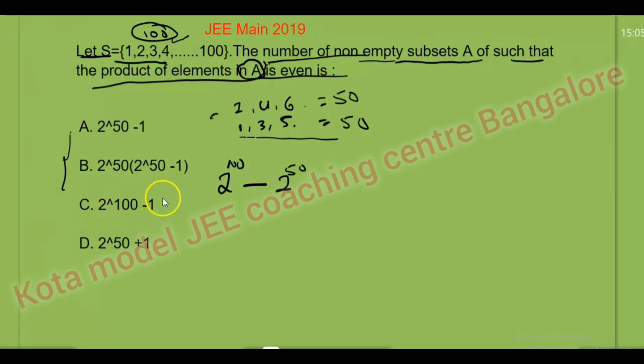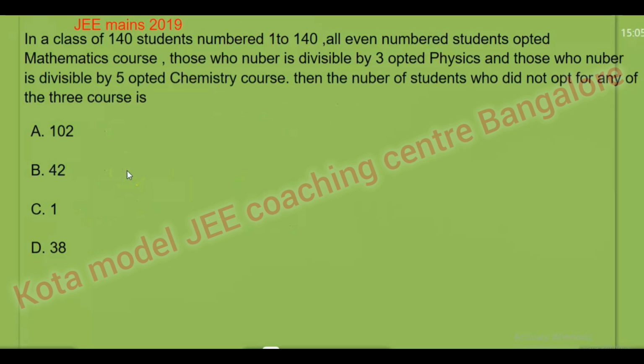That is why we make a small change in the answer. Take 2 to the power 50 common, and the remaining is 2 to the power 50 minus 1. This type of option will be there. Option B is right for this. Now move to the next question.